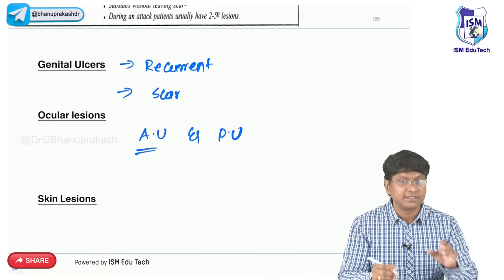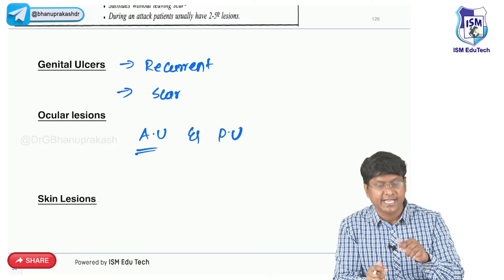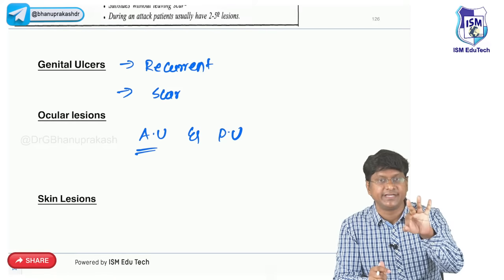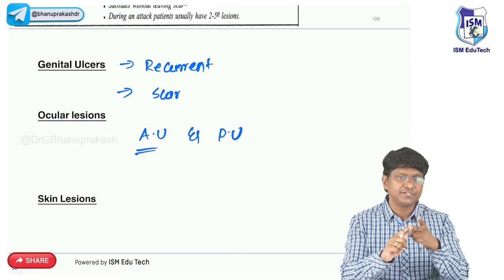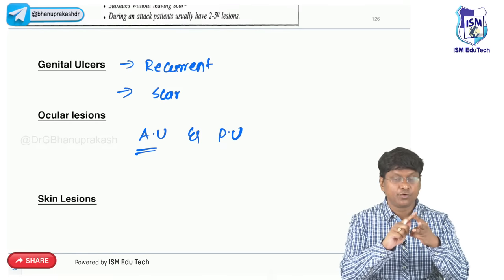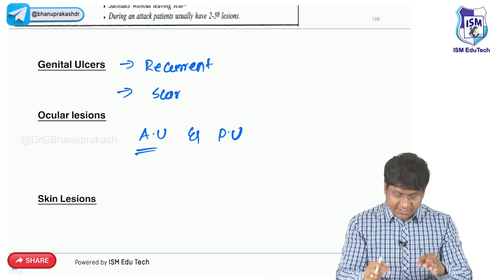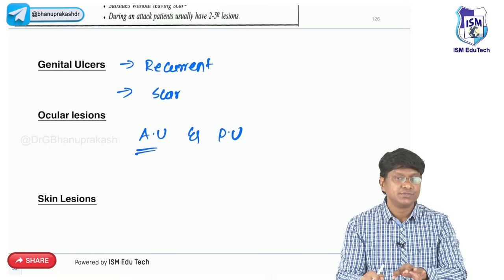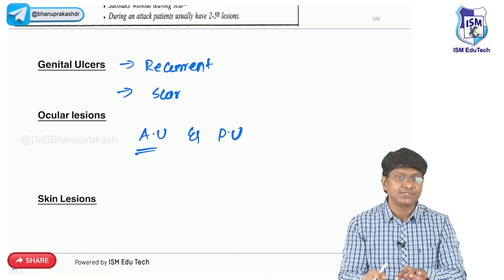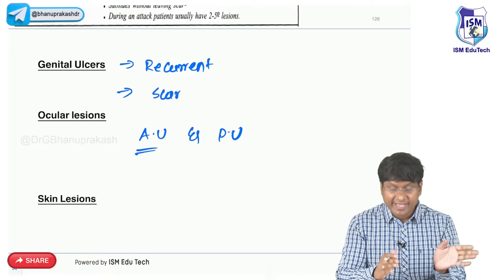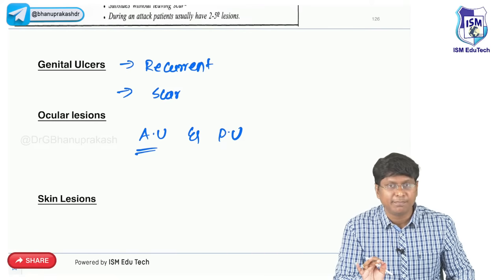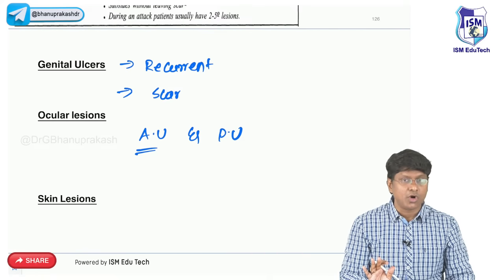See, because of the anterior uveitis, what is the presentation? Anterior uveitis is associated with a triad. What is a triad? Photophobia, blurred vision, and red eye. Whereas in posterior uveitis, there may be visual problems, where subsequently the individual may go into blindness as well. Okay, so that will be the ocular lesions.